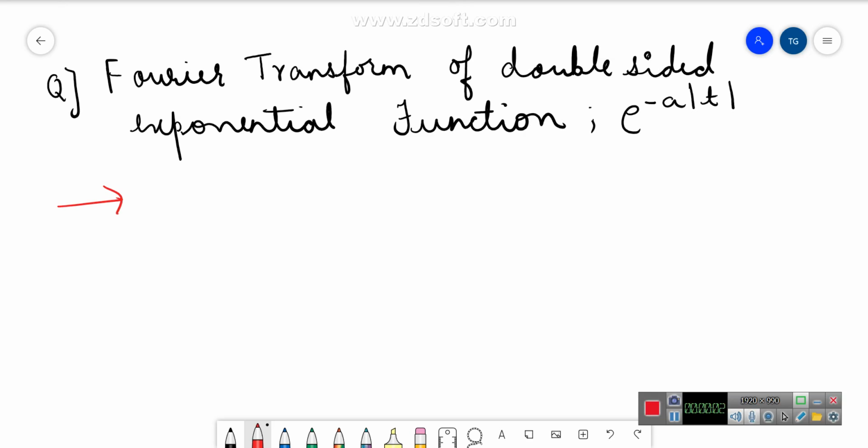Hello everyone, and in this lecture we will see how to calculate or find out the Fourier transform of the double-sided exponential signal or function that is given by e to the power minus a mod of t. So what is given is x of t is equal to e to the power minus a mod of t.